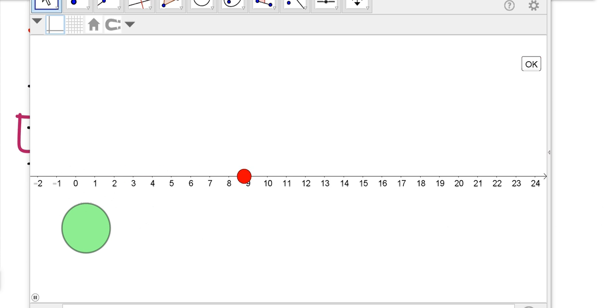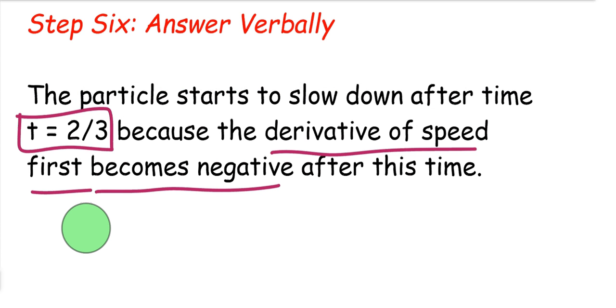All right, so that's it. Next question will be different, and we'll answer some different questions about this particle depending on the individual examples. Again, if you have any other questions about this, let me know.